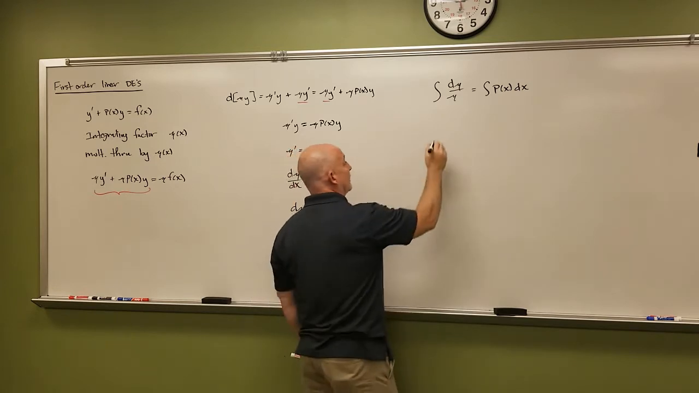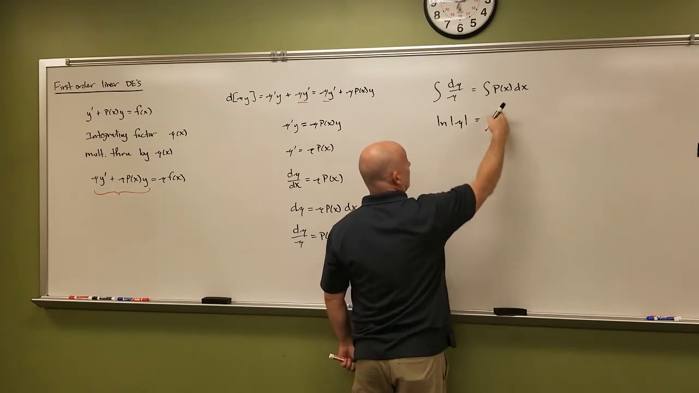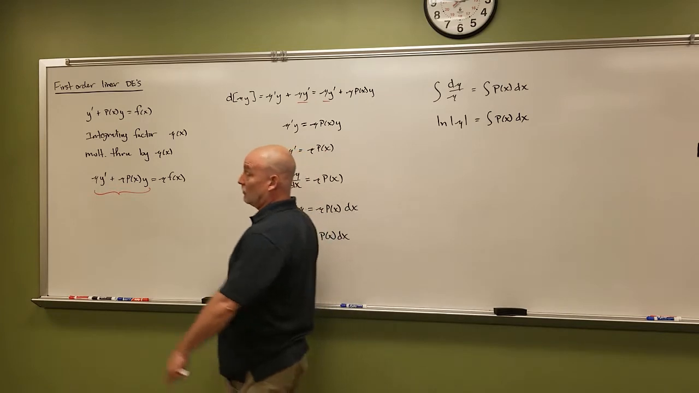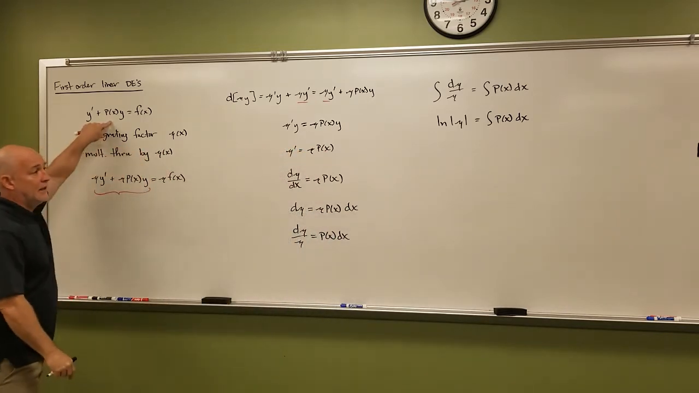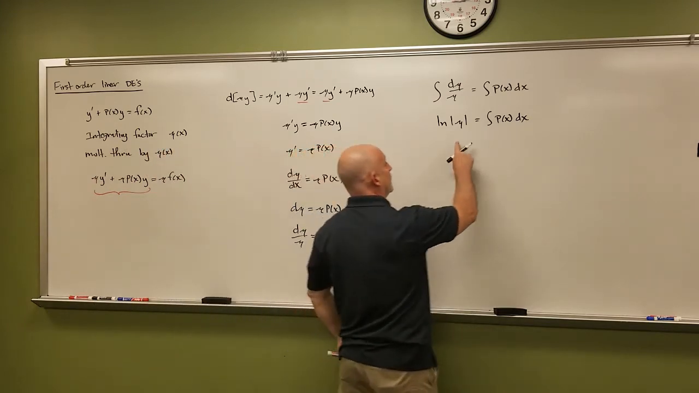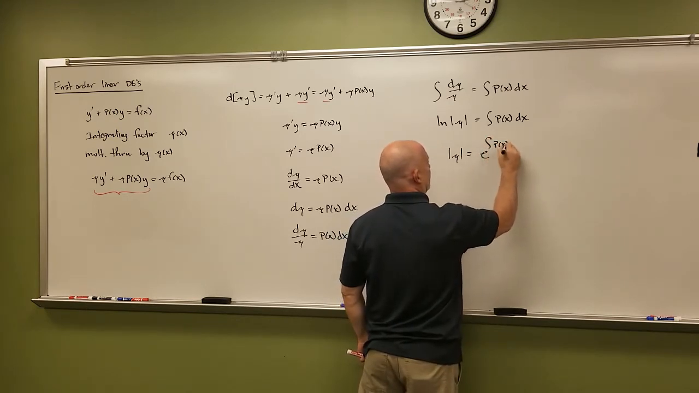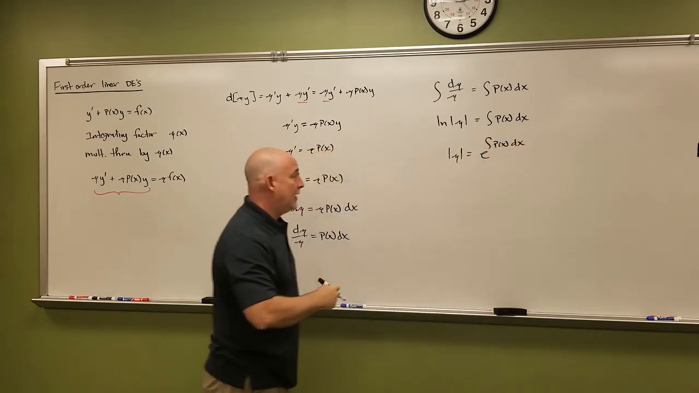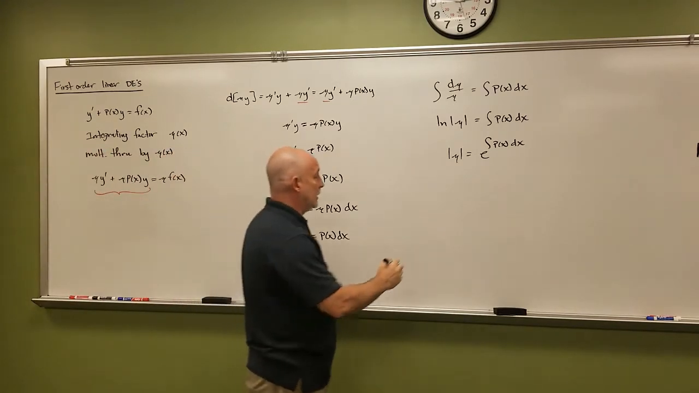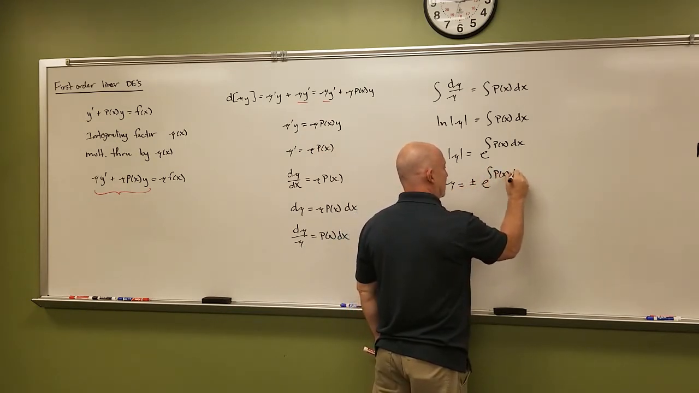Well, on the left-hand side, this ends up being the natural log of the absolute value of mu is equal to, well, I don't know what that is, because I don't know what the function p of x is, right? P of x is some arbitrary function that's going to end up here, so I can't do that integral yet. But I can solve for mu. I can write this as e to the integral of p of x dx. Now that's the absolute value of mu, which means you get a plus or minus here for mu. You would get that mu is equal to plus or minus e to the integral of p of x dx.